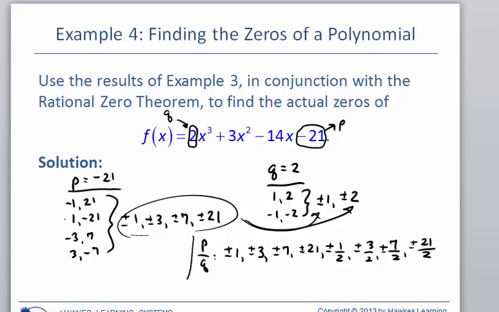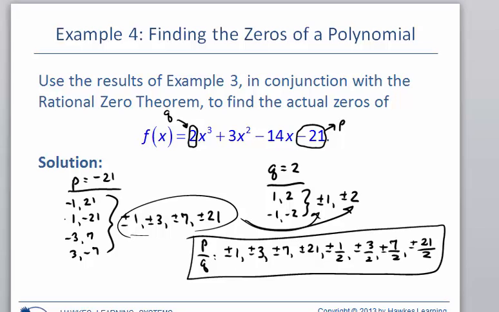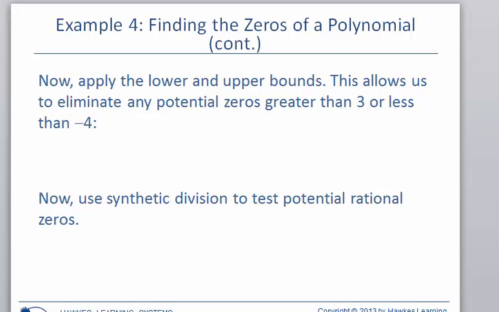So these are my possible rational zeros. However, we know that there's no 0 less than negative 4, and there's no 0 that's bigger than 3. So this will allow me to eliminate some of those possible rational zeros. All right, so let's do that, and let's get a combined list. Let me write them out up here at the top so we can look at each one.